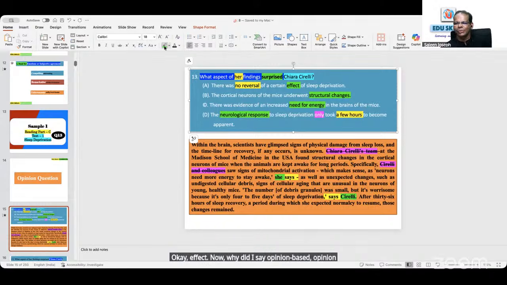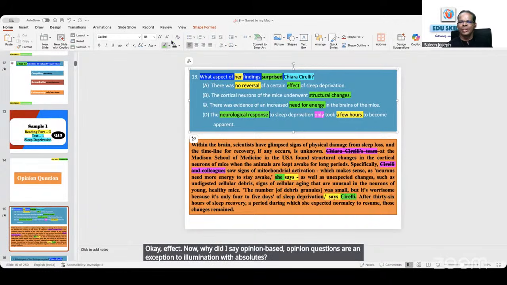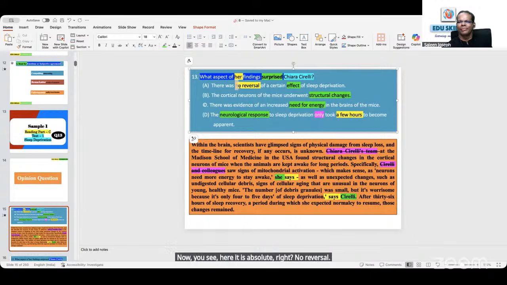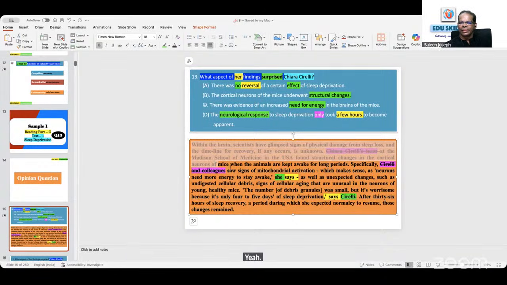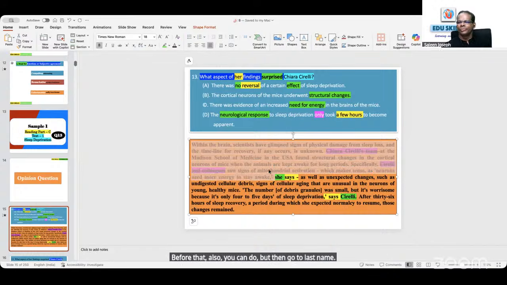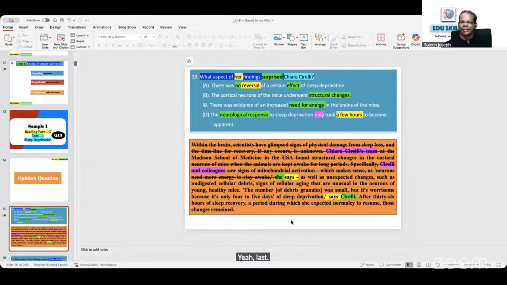Opinion questions are an exception to elimination with absolutes. Now you see here it is absolute, right? No reversal. You cannot eliminate it. Don't read anywhere else here because we are not bothered about these things. Just find out if there is anything similar to any of the options. Read the last two or three lines, the last line.